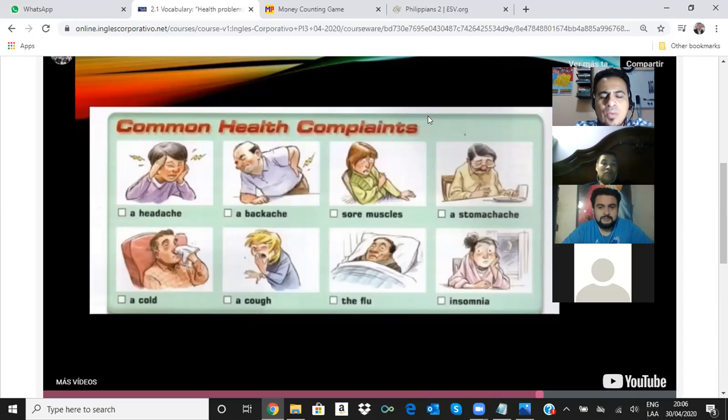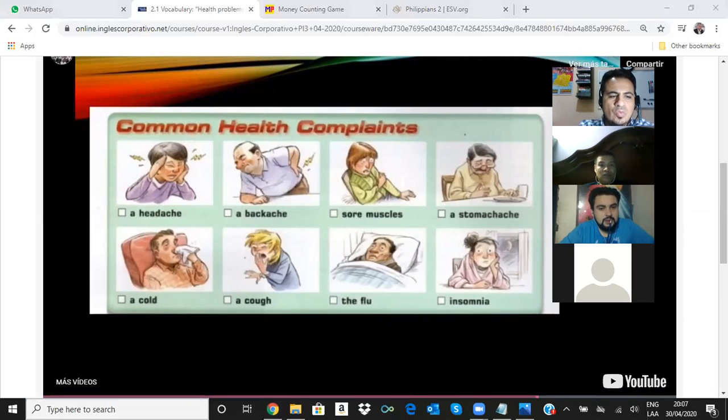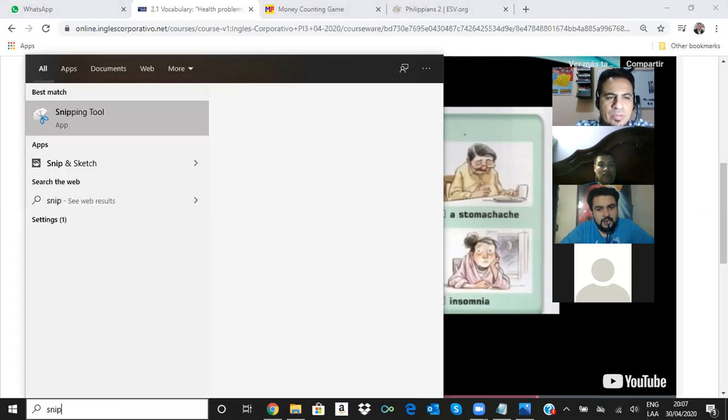Okay, very good. What can I do if I have a backache? You should take a pill. Okay, very good. You should take a pill. What should I do if I have sore muscles?